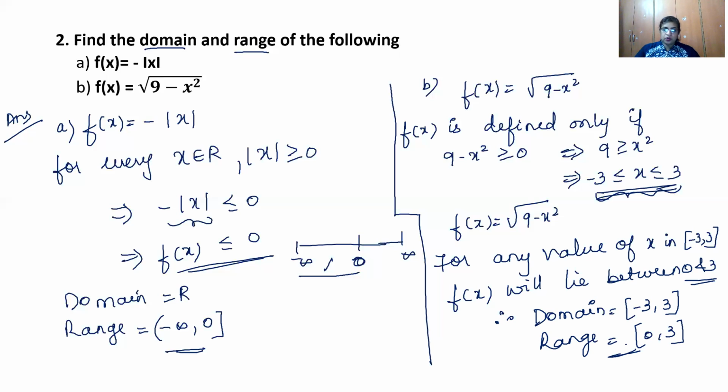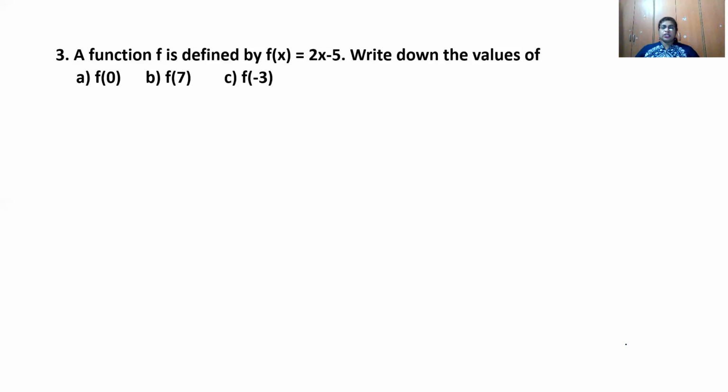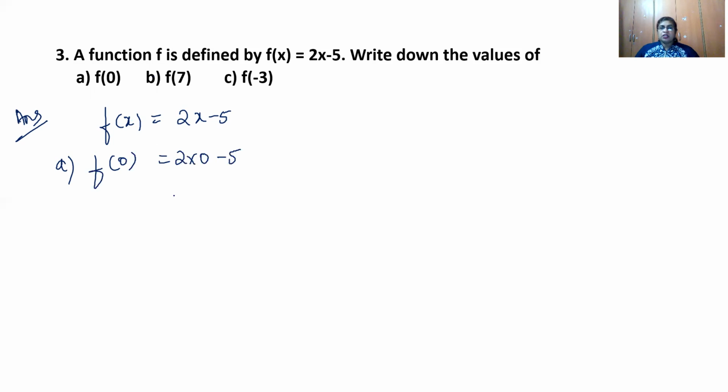Now let's go on to the next question, question number 3. What is the third question telling us? A function f of x is given by 2x minus 5. Write down the values of f of 0. In place of x, I have to put 0. So this is 2 into 0 minus 5, which is 0 minus 5, equal to minus 5. So that is your A answer.